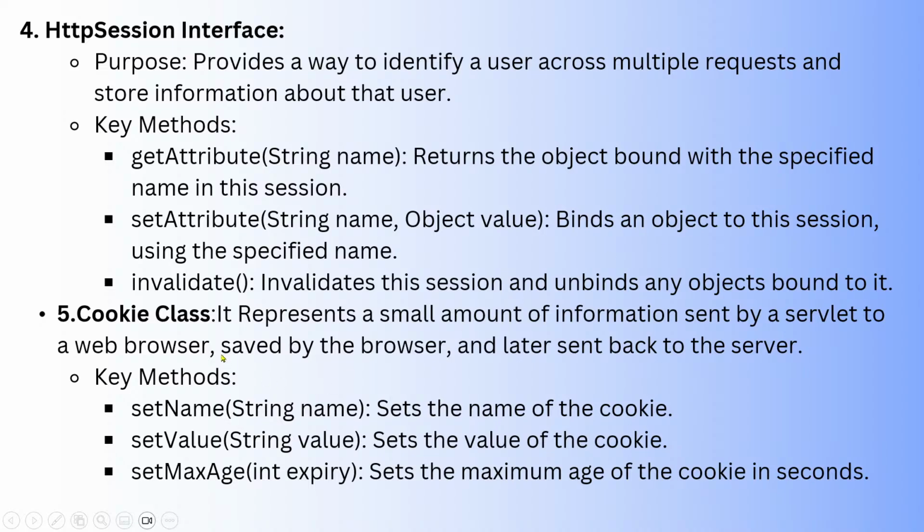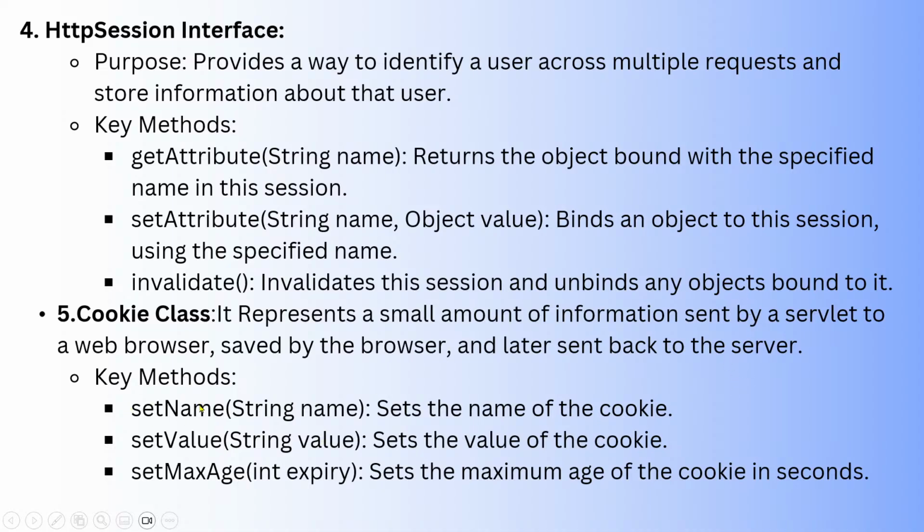So next is the Cookie class. What does a cookie mean? Whatever data we are accessing, the server will send a small file related to that, or a small history of that. It is nothing but the Cookie class. It represents a small amount of information sent by a servlet to a web browser and saved by the web browser, and later it is sent back to the server.